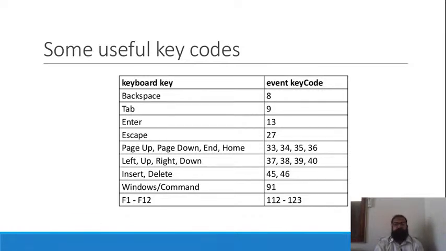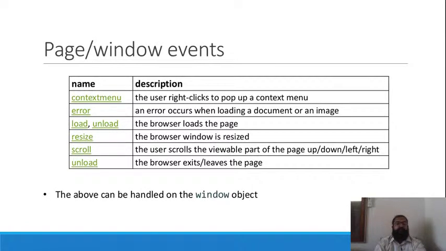So take a look at this table as well as this table. Okay. Now there are other page or window events as well. So you have a context menu, that's an event related to a page or a window. So the user right clicks to pop up a context menu. Then an error occurs when loading a document or an image, so that is yet another event that can happen.